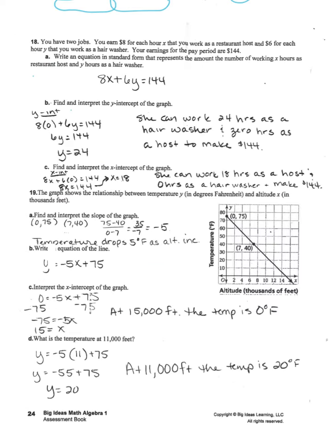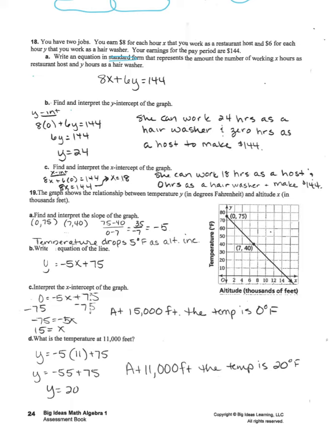You have 2 jobs. You earn $8 for each hour X that you work at a restaurant hosting and $6 for each hour Y that you work as a hair washer. Your earnings for the pay period are $144. Write an equation in standard form that represents the number of working X hours as restaurant host and Y hours as hair washer.